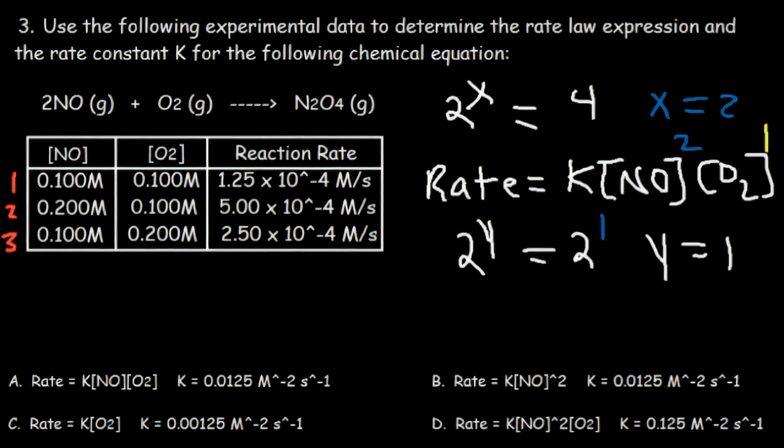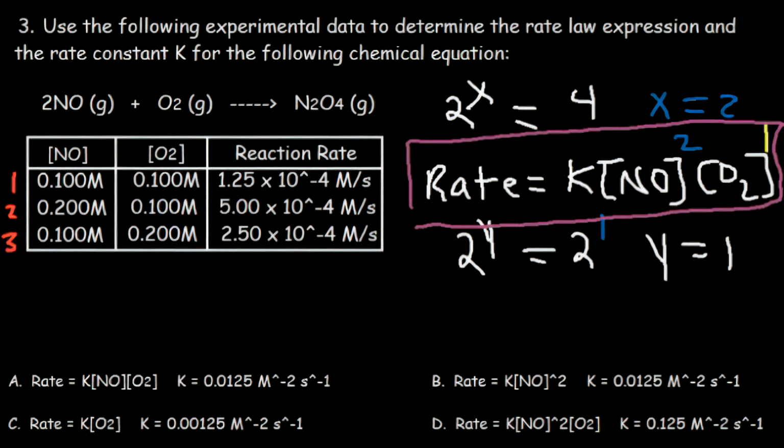So this is the rate law expression. Rate is equal to K times NO squared times O2 to the first power. And the only answer that has that option is answer choice D. So we know D has to be the correct answer.